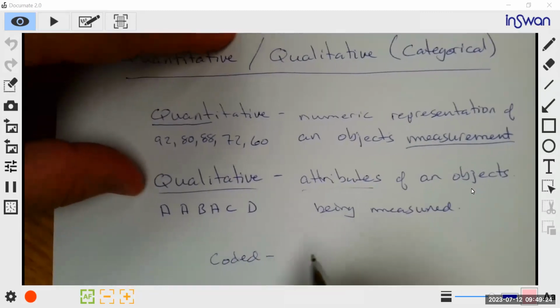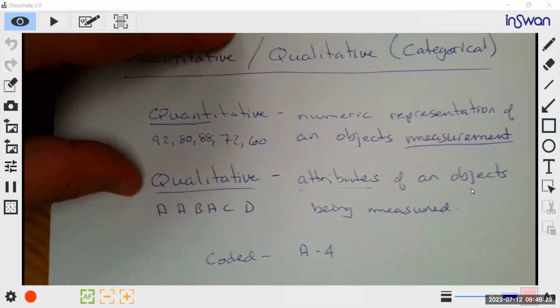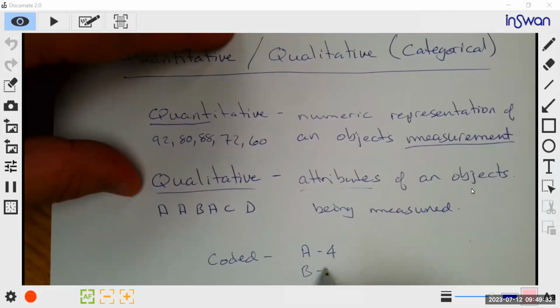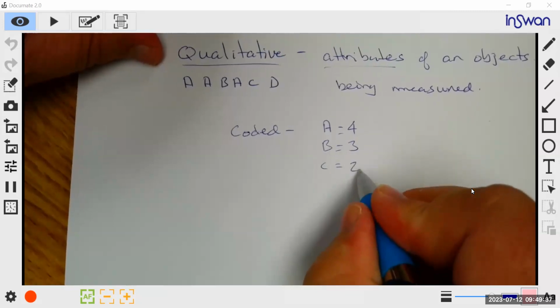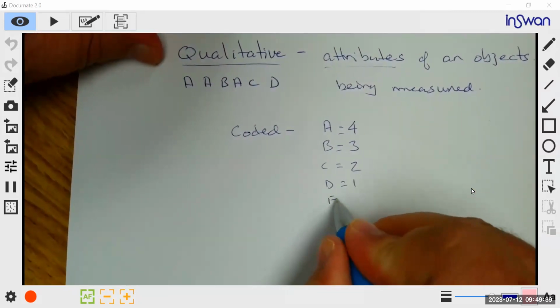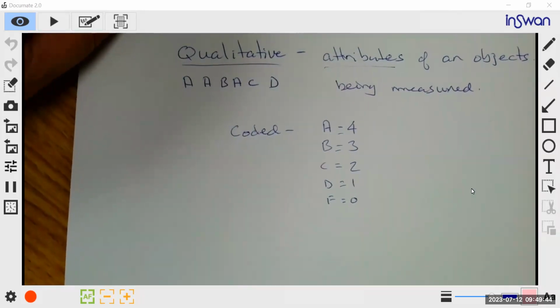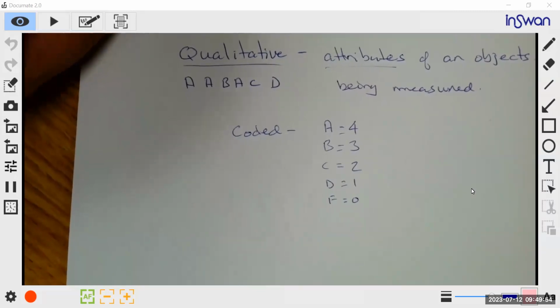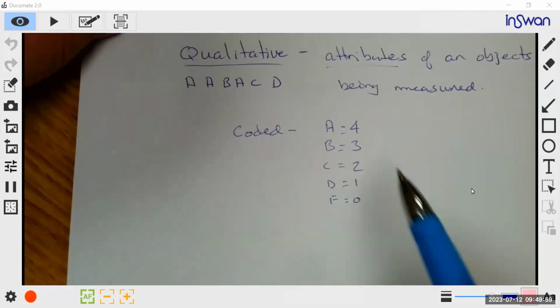So in other words, for the test grades, I can say that since A is the best, that's 4 points. B is the next, that's 3 points. Then C, then D, and then F is 0 points. This is the way that your overall, current grade is calculated, because on a report card, all you see is letter grades.